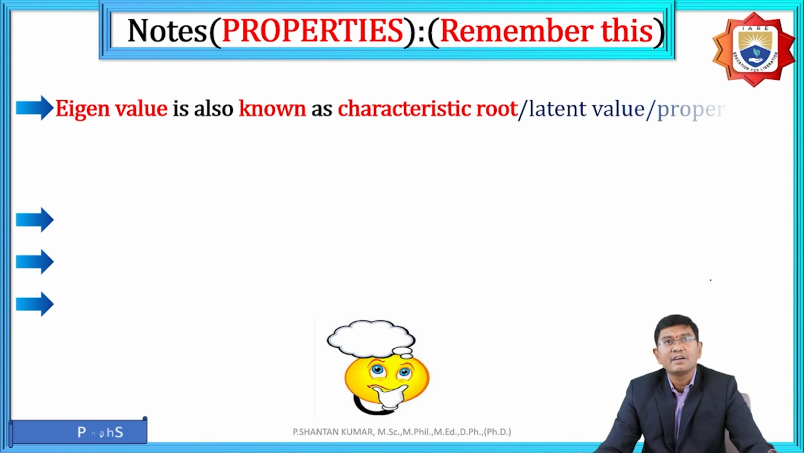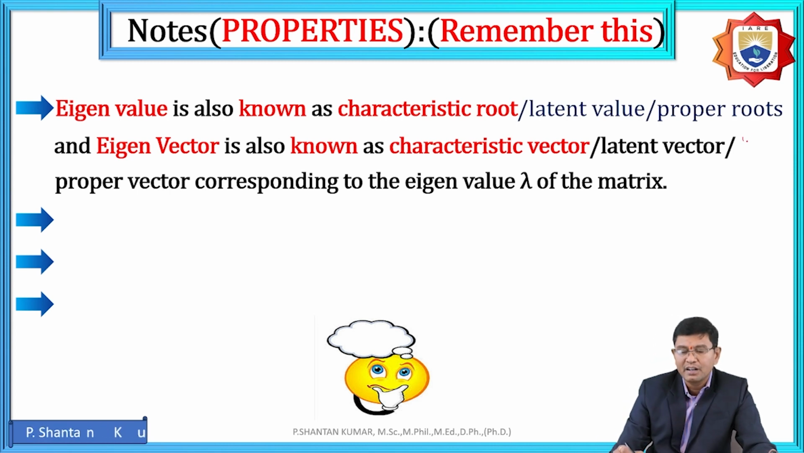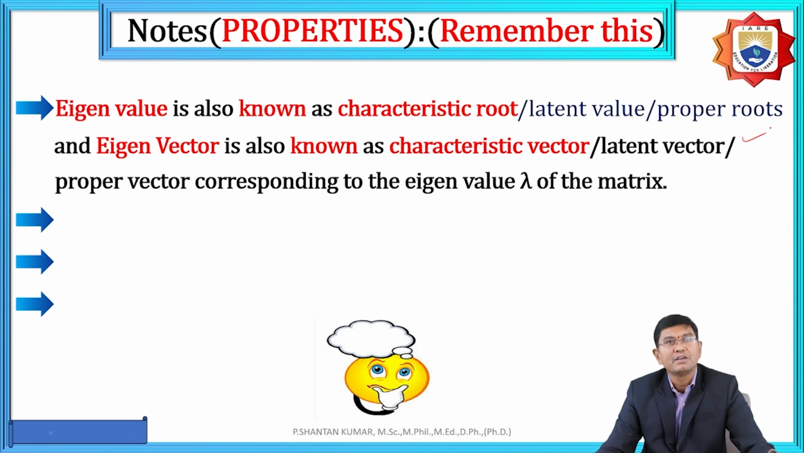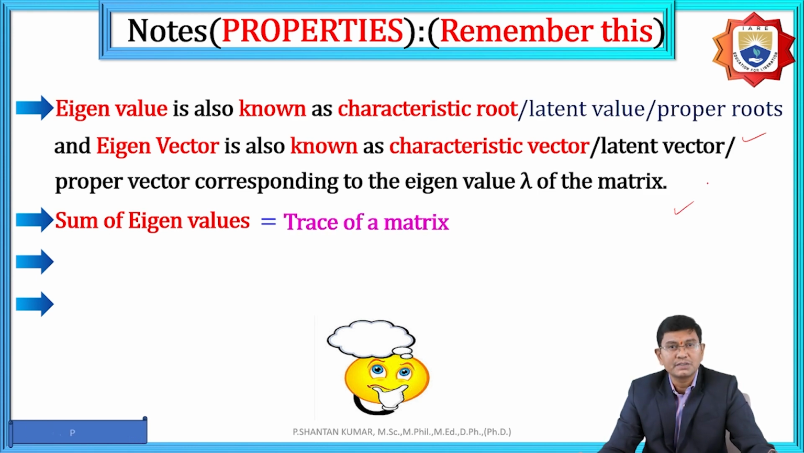And similarly, the eigenvalues are also known as characteristic roots, latent roots and proper roots, and eigenvectors are also known as characteristic vectors, latent vectors, proper vectors corresponding to the eigenvalue lambda of the matrix. And based upon the definition of the eigenvalues, one more important thing to remember: the sum of the eigenvalues is equal to the trace of the matrix.